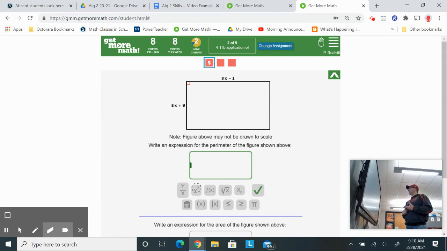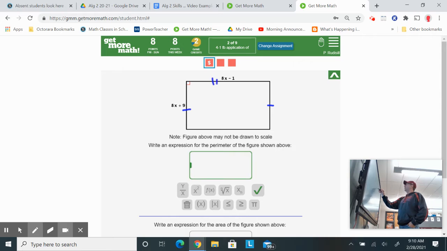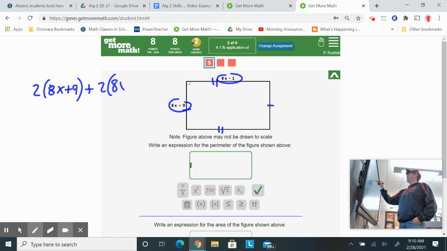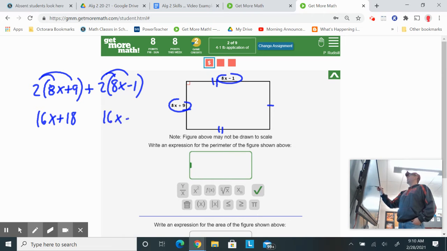Write an expression for the perimeter of the figure shown above. So this is not a square, it's a rectangle. It has opposite sides, and of course, these two sides are the same length. These two sides are the same length. So basically, to find the perimeter, I need 2 of these and 2 of these added together. So I could write 2 times 8x plus 9 added to 2 of the other side. So 2 of this, do the distributive property is 16x plus 18. Distribute over here, you have 16x minus 2.